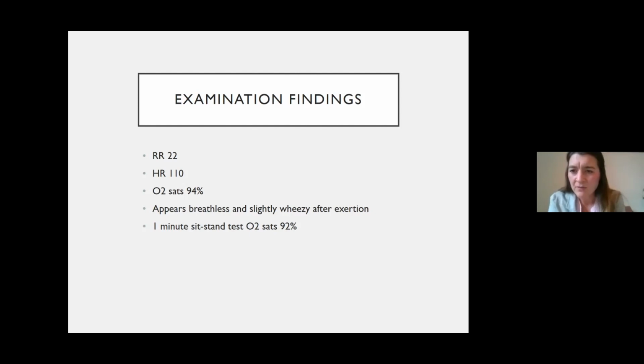But certainly, for someone with normal lung function, he is hypoxic. He appears breathless and slightly wheezy after his exertion, and his SATs do drop after his 1 minute sit to stand test. So I'm worried about him. He's got signs of sepsis here. He's in that moderate 2A category, and I would say he certainly needs a face-to-face examination.